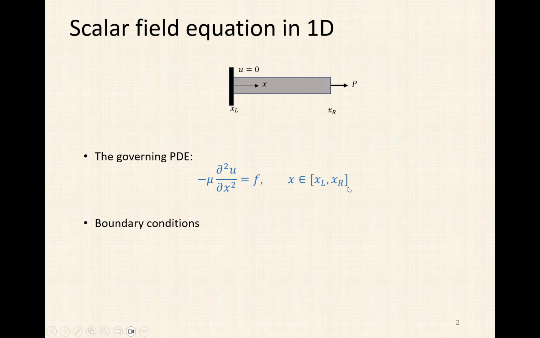This is our PDE, and we are provided with the boundary conditions, that is the solution is 0 at the left end, and we have a force value of P at the right end. This P is the Neumann boundary condition, which becomes mu du/dx at x equal to x_R equal to P. Using this information, we are going to derive the weak form for this problem.